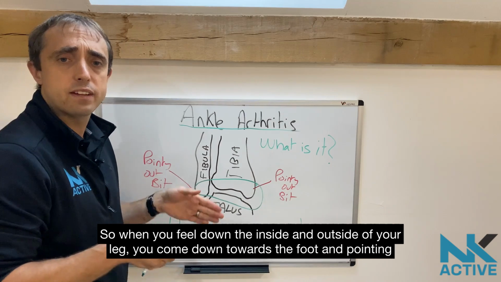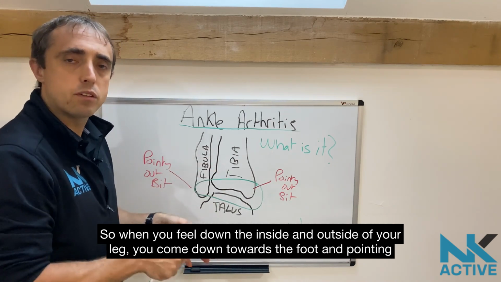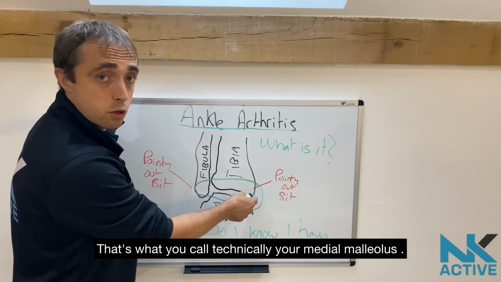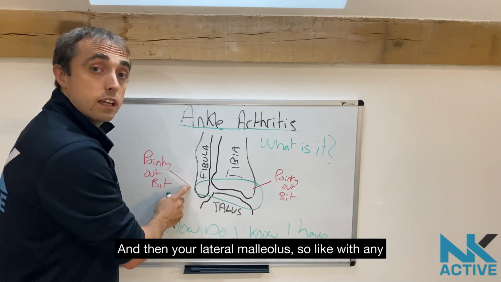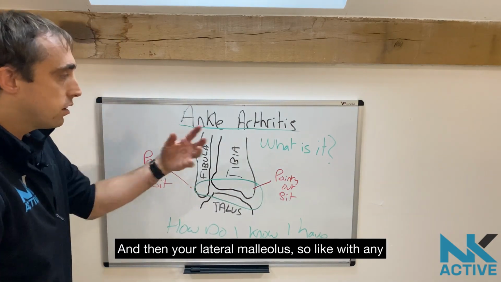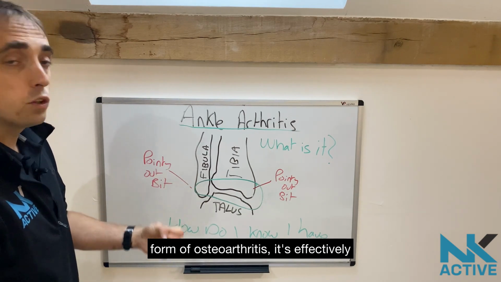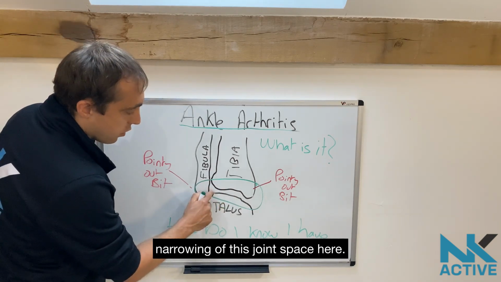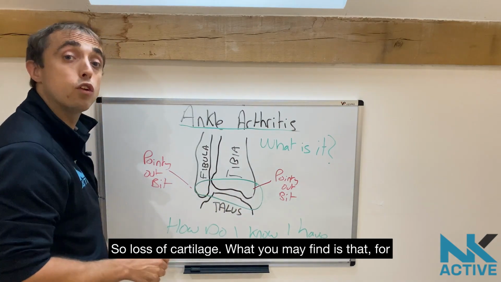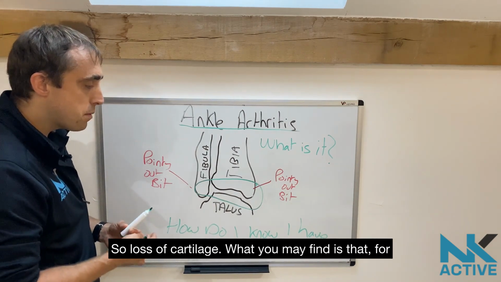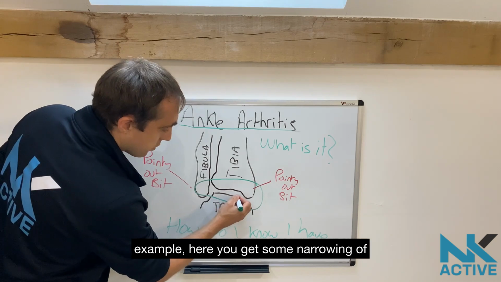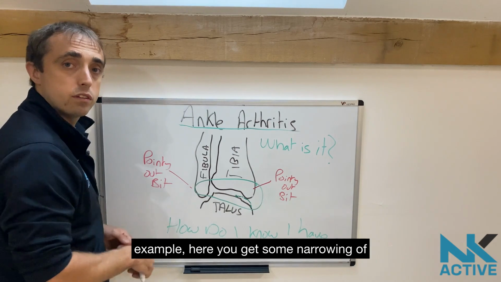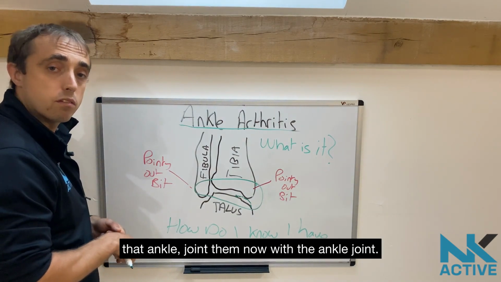So when you feel down the inside and outside of your leg, you come down to the foot and you feel some pointy out sticky bits. That's what we call technically your medial malleolus and then your lateral malleolus. So, like with any form of osteoarthritis, it's effectively narrowing of this joint space here, so a loss of cartilage. What you may find is that, for example, here you get some narrowing of that ankle joint there.